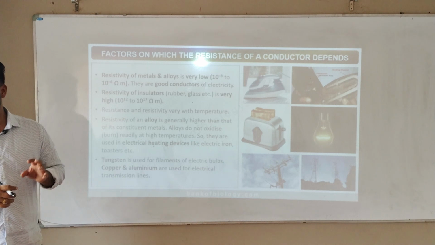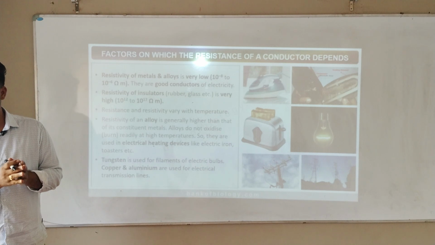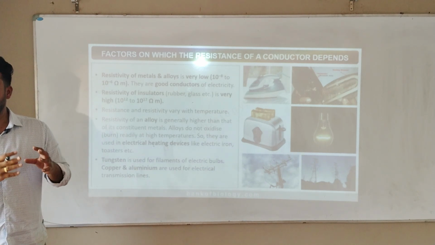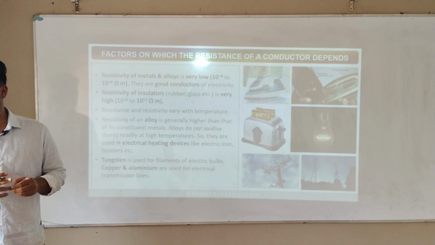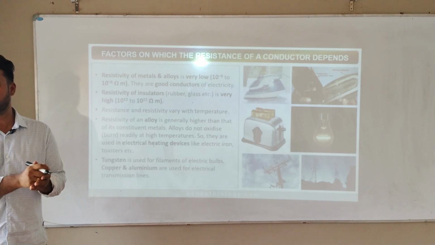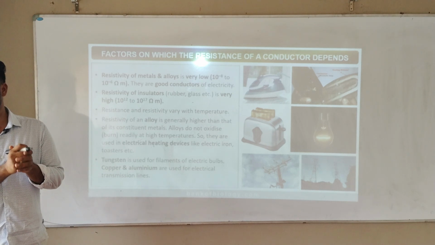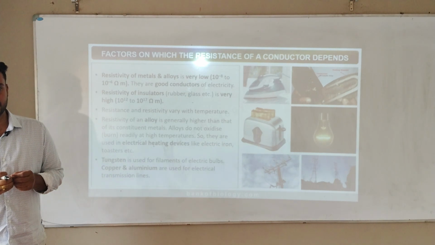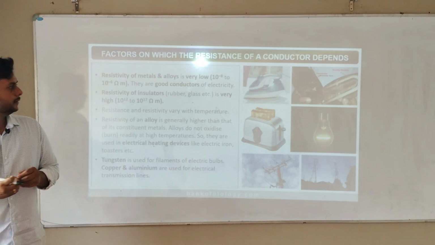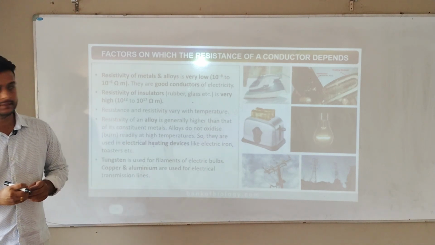All the metals, all the alloys. An alloy means I take two metals and join them to make something new, that's an alloy. Two metals if I take, mix them, and if I get steel, steel is an alloy. Can you get steel directly? You can get metal, you can get iron, you can get different things, gold, but steel you can't get. Steel is made in laboratories. That's an alloy. Current passes in it. So metals and alloys have very low resistivity and they are good conductors of electricity.